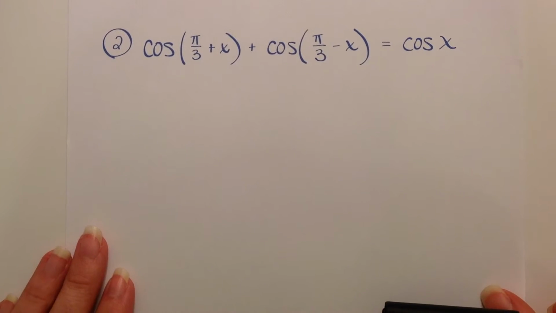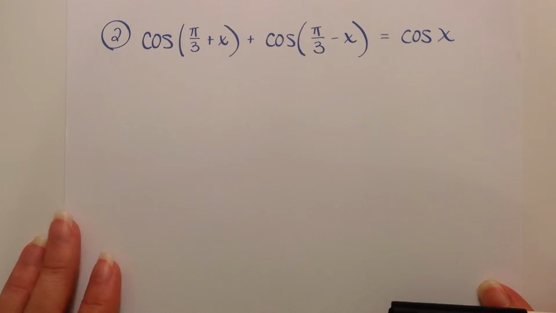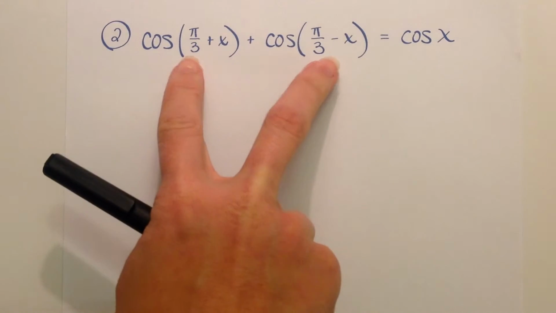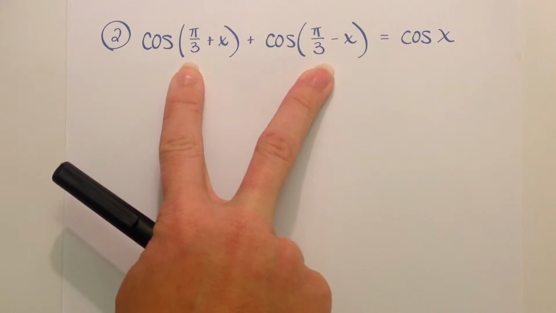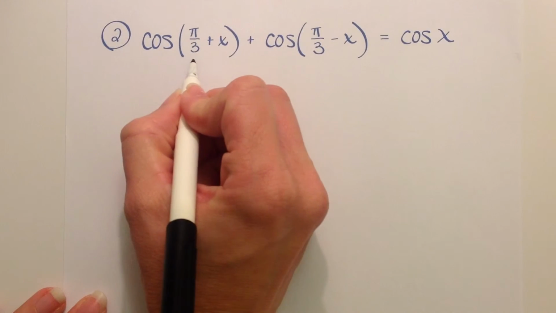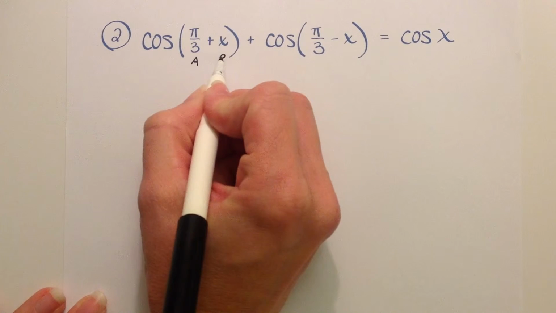Okay, one more of these. All right, going through the same process, but we are going to have to expand both of these, so we'll have to use the sum identity for cosine and the difference identity for cosine. Okay, so this is, again, my A, and this is my B.